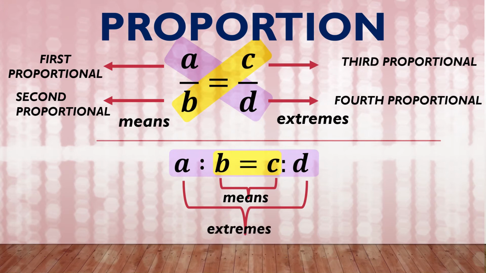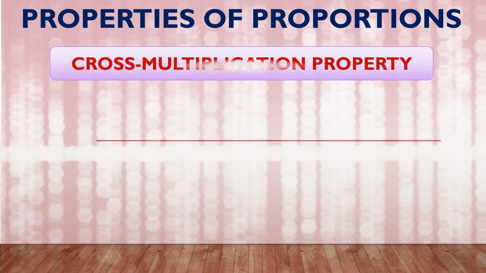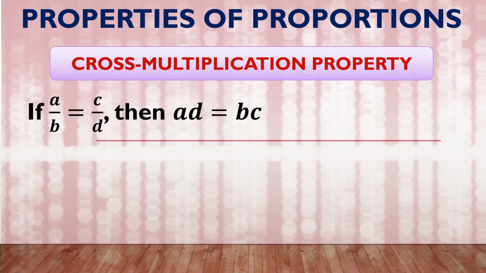Okay, so now let's discuss the properties of proportions. First property of proportion, we have the cross multiplication property. And so, if A over B is equal to C over D, take note, B and D should not be equal to 0. Then, AD is equal to BC.